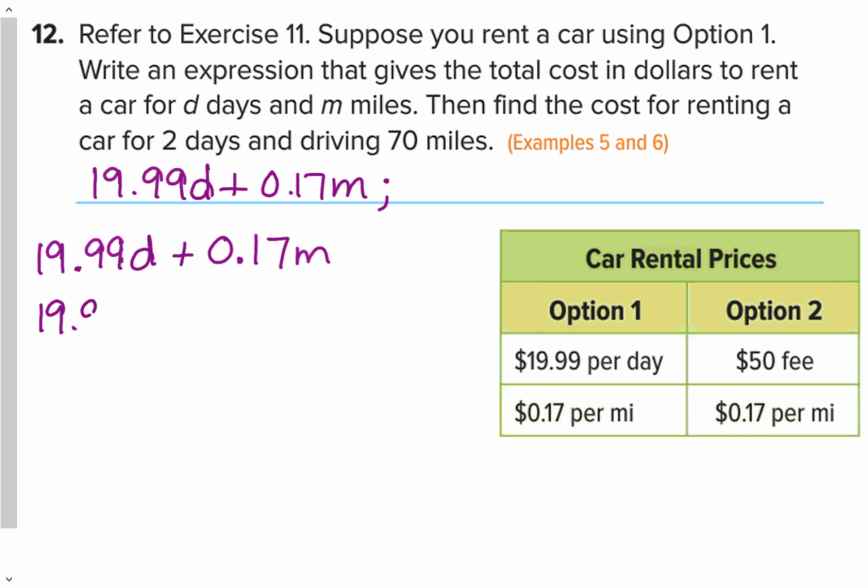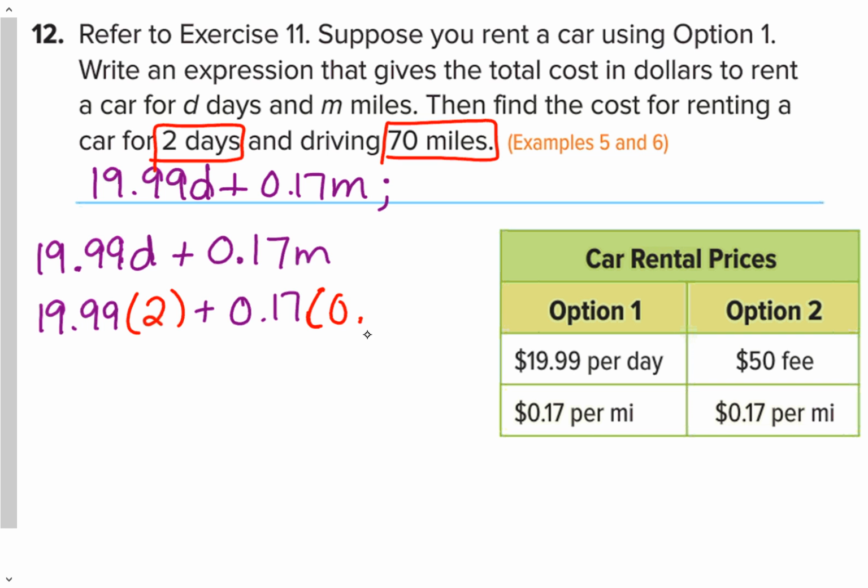And now we're just going to have to substitute. So we have 19.99 times the number of days that they wanted, which was 2 days, plus 0.17, and they wanted 70 miles. Okay, so now we want to make sure that we multiply first our 19.99 times 2. That's 39.98. And all we're going to do is bring down the rest of the equation because we only want to solve one at a time.